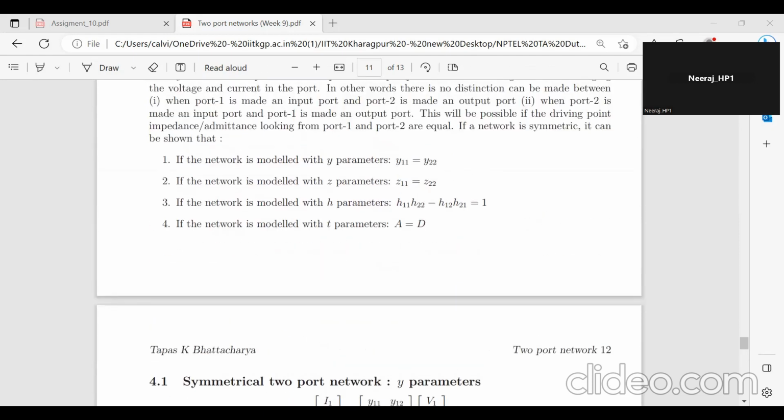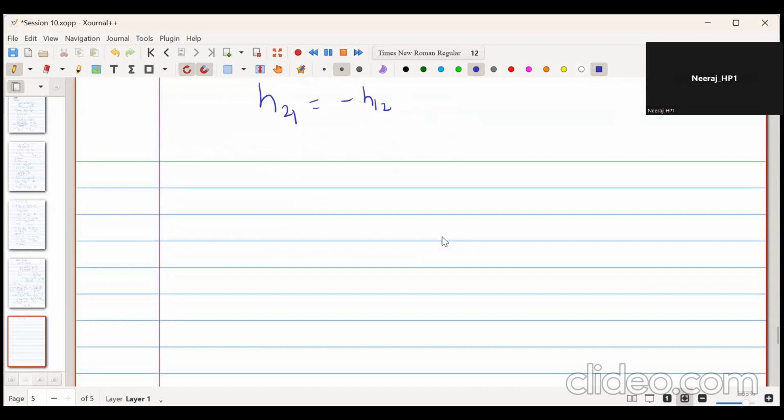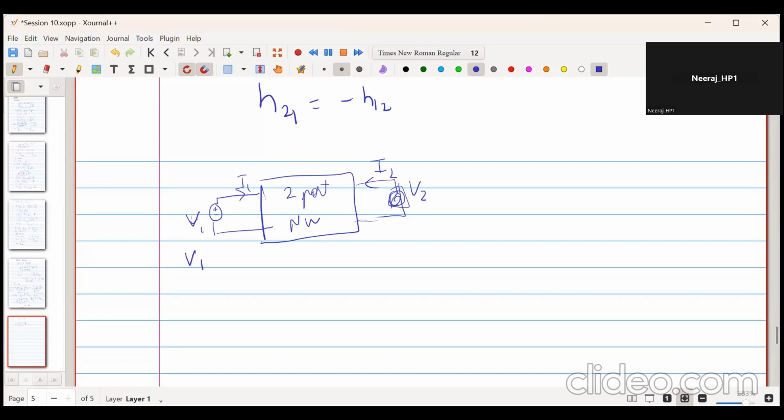So what happens during that case? Let us see. This is my two-port network. Let us consider port 1 to be the input. This is V1, this is I1, and this is some load, V2 and I2. So this is the output port, this is the input port. So the ratio of V1, the input applied, and the current we see is for the case when port 1 is the input port.